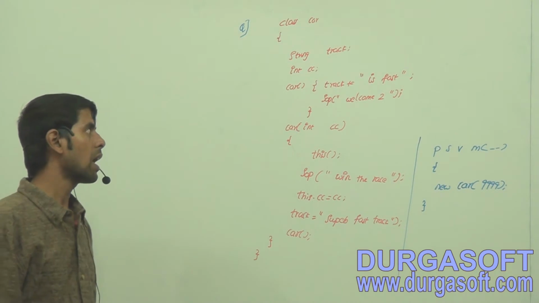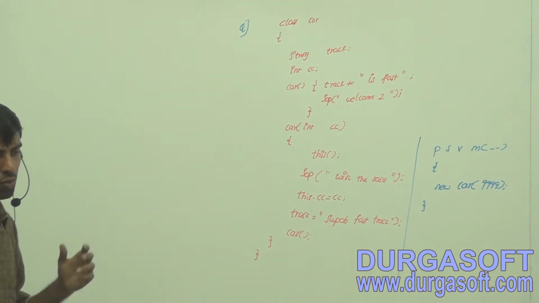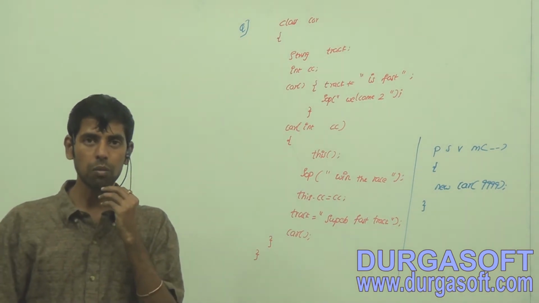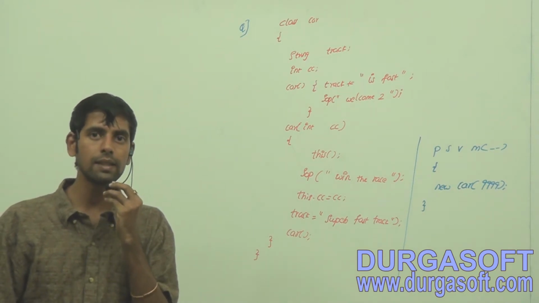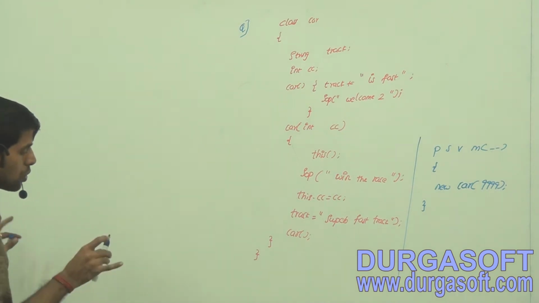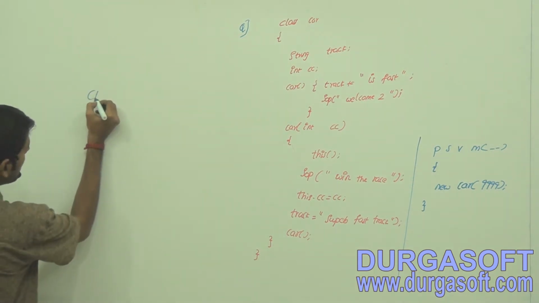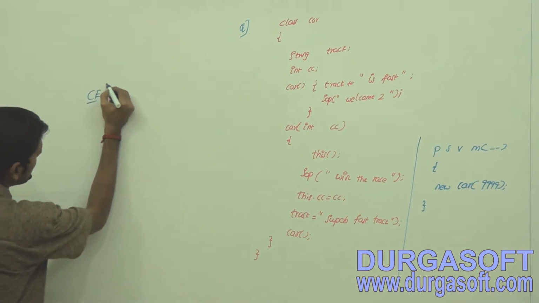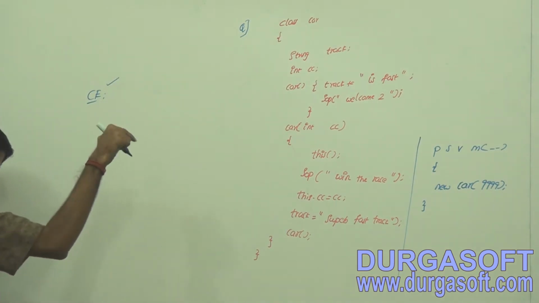I'll give the output for this one, where exactly the problem exists, and try to analyze where the mistake has been made. Now I'll give the output for this one. What does that mean? Compile time error. A compile time error exists in this piece of code.